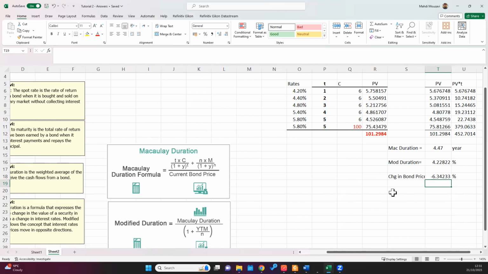And if you want to know what is the new price of the bond, it would be 101 times 1 minus 6.34, which is actually itself. And this is percentage, so I divided by 100. So the new price of bond would be 94.87. As you see, increasing interest rate decreases the price of the bond and vice versa.